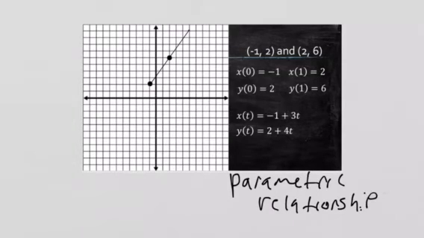Because x and y are defined in terms of a third variable t, I can plug in a t and it'll tell me where my x and my y are.